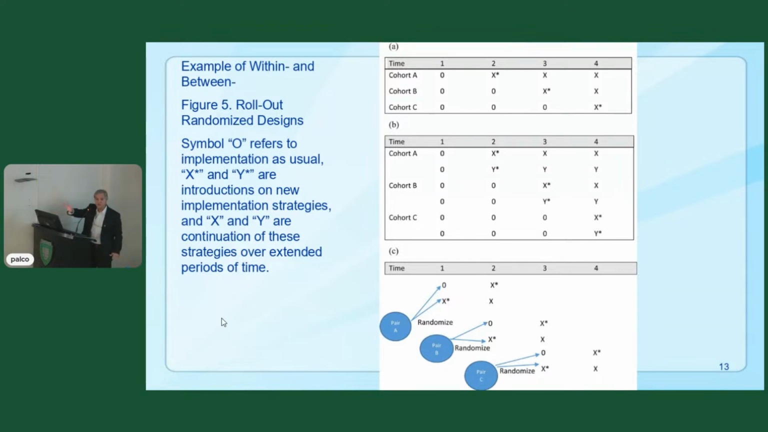It's the same intervention, same medication, but it's being delivered in a different way. And everybody gets both. You see how that works? Everybody gets a little bit of both: the cohort A, cohort B, and cohort C.